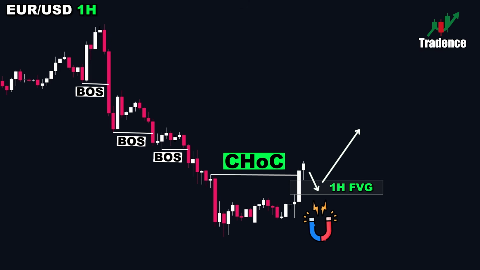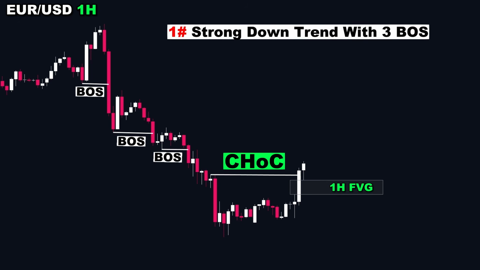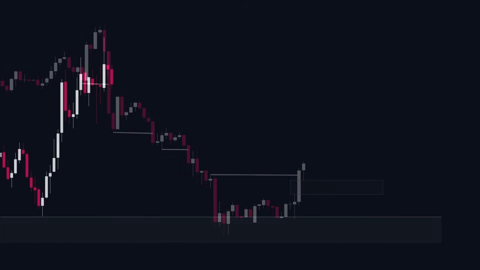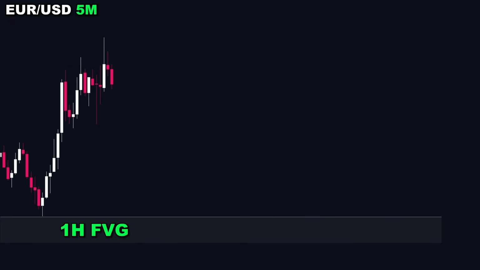So now, all our criteria are perfectly aligned. A strong downtrend with at least 3 bearish BOSs, a clear CHoCH on the 1-hour chart, and a fresh, unmitigated FVG inside the CHoCH's impulse leg. Once we've identified the higher time frame fair value gap, the next step is to zoom into the lower time frame, such as the 5-minute chart, and wait for price to tap into that zone. That's where we'll look for confirmation and a precise entry signal.